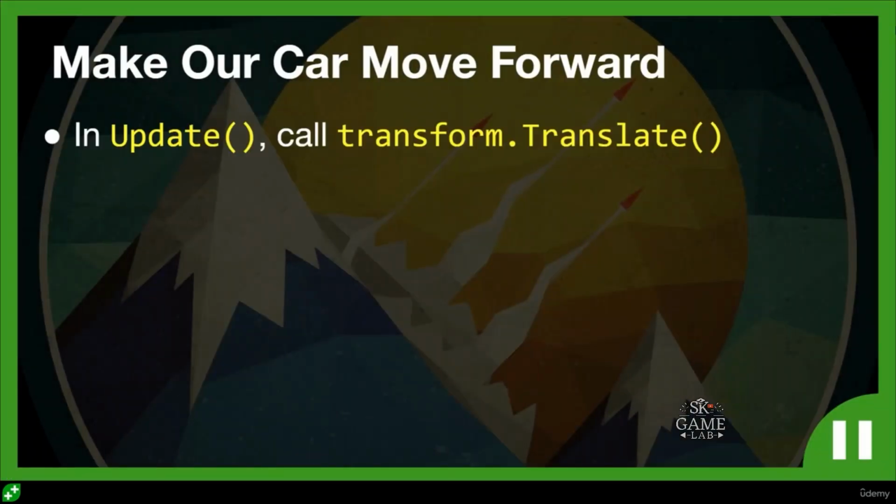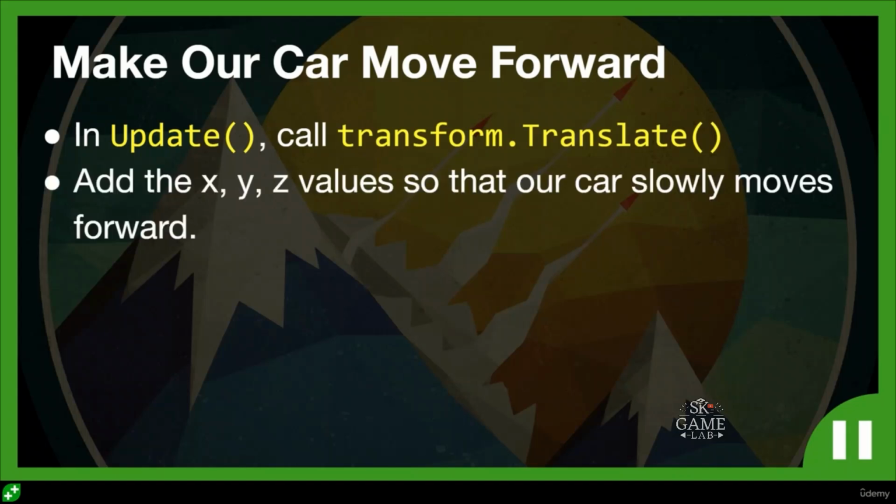So in Update, call Transform.Translate, just as we did with the Rotate. We're going to do this with Translate, and add the X, Y, and Z values you think we need to add in there so that our car slowly moves forward. There's a little bit of figuring out going on to do that, but pause the video, take on this challenge. I'll see you back here when you've given it your best shot.